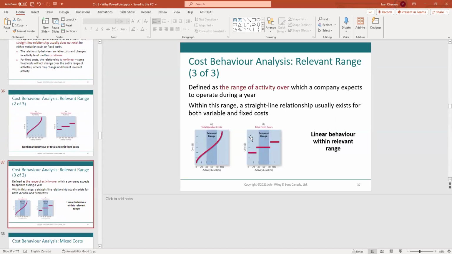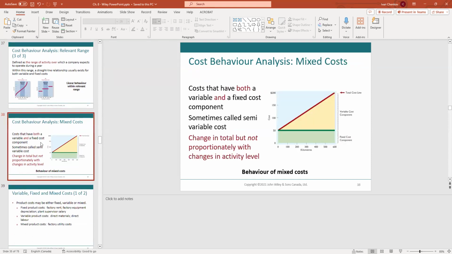So again, what we're trying to find is the range where the costs behave the same way. A variable cost behaves as a variable cost means the variable cost per unit doesn't change, and in total it increases. The driver of the increase is only and only the number of units or the amount of activity that we use.